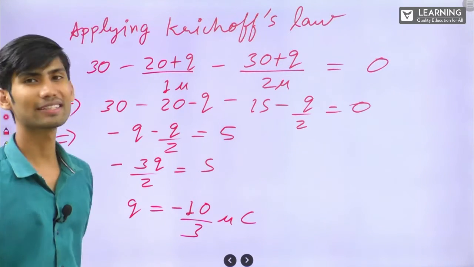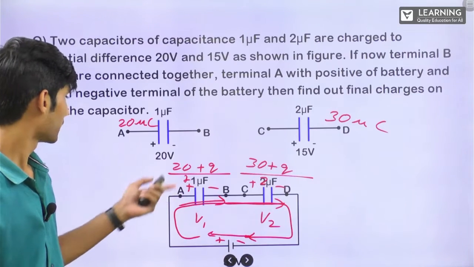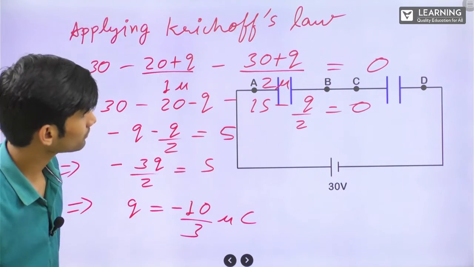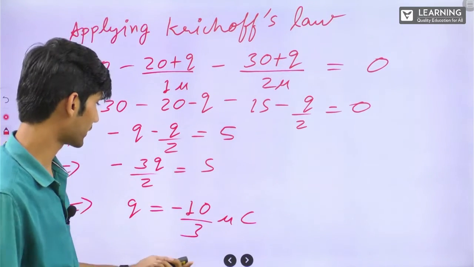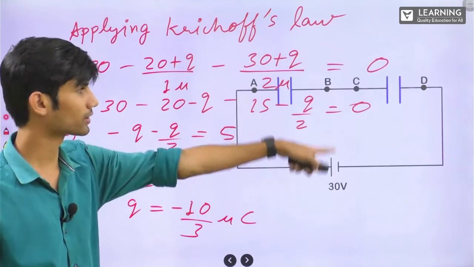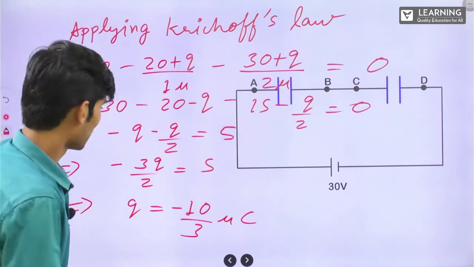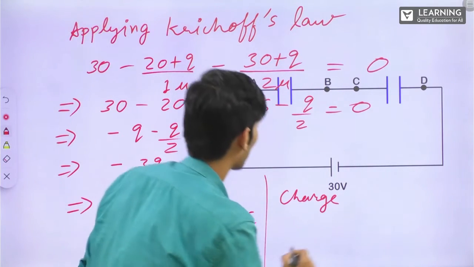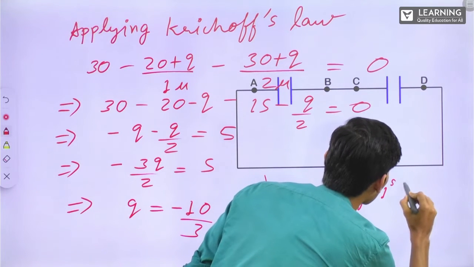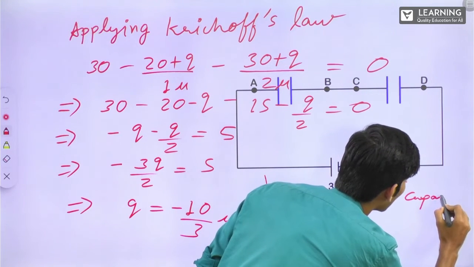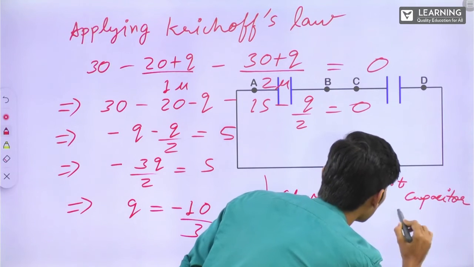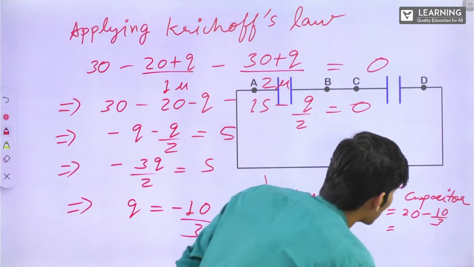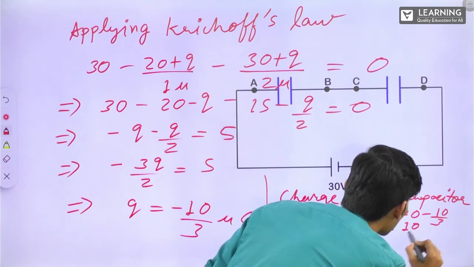So now this Q is minus 10 by 3 microcoulomb. So the charge will be 20 plus Q, 30 plus Q. Charge on first capacitor. Okay, this is for explanation only, which I have explained here. This is the same explanation, I have drawn it here. Okay, charge on first capacitor is equal to 20 minus 10 by 3, that is 50 by 3. Correct?